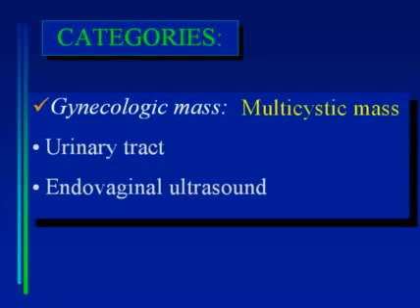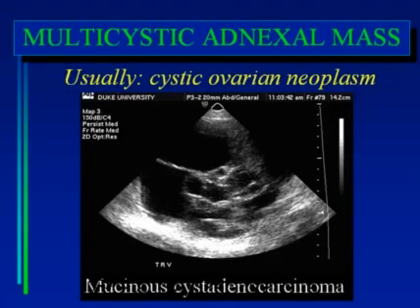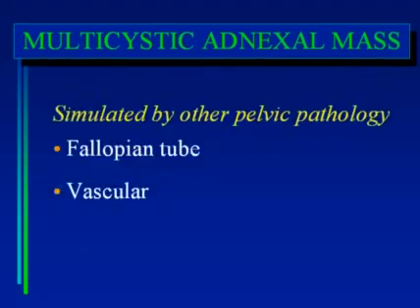Another gynecologic mass that can cause some confusion is to see a multicystic mass. Here is an example of a big multicystic mass with multiple septations within it. Usually these masses will be cystic ovarian neoplasms, and so as expected, this particular mass was a mucinous cystadenocarcinoma. However, multicystic adnexal masses can be simulated by other pelvic pathology, in particular by dilated fallopian tubes that are tortuous, as well as by vascular structures.